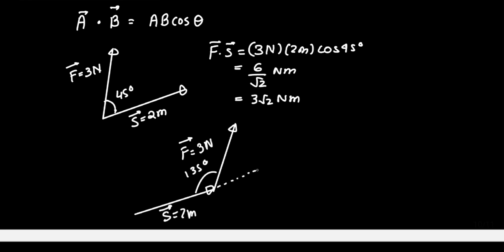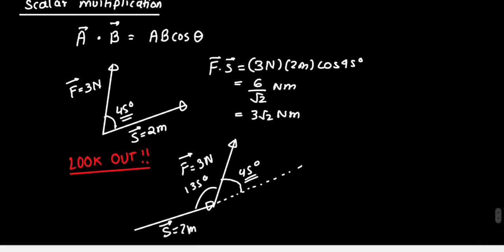You know that you have to extend this line along the S vector and then take the acute angle between the two vectors, and that will serve as the angle between the two vectors as we have used. Okay, so that is a case that you need to look out for. So I will write look out in red. Okay, so it is really that simple.